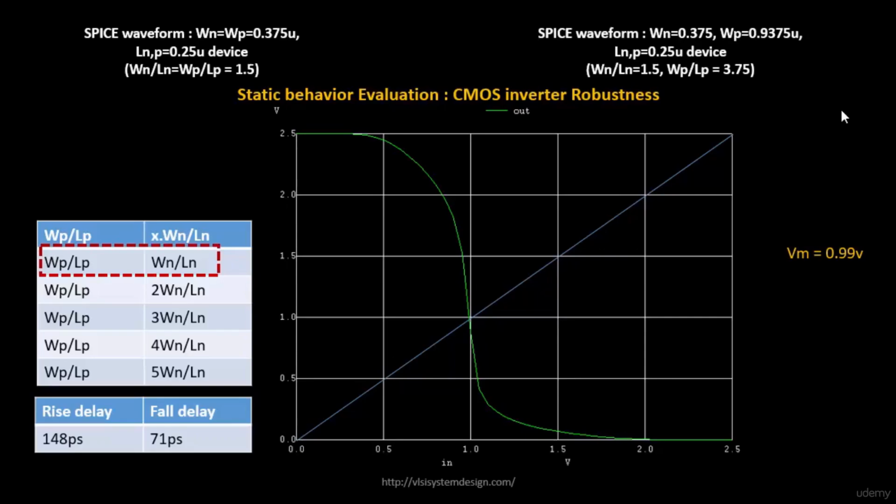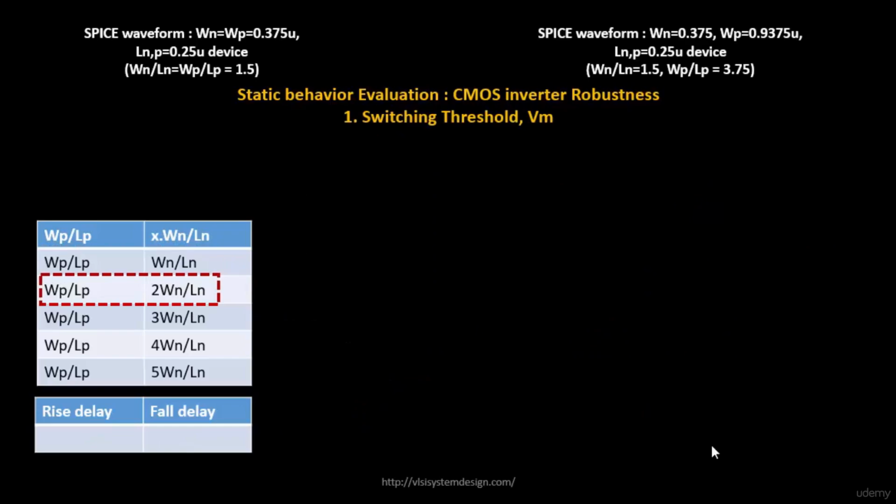Hello everyone, let's continue with our experiments. In the last video, we started an experiment where your PMOS size was equal to NMOS and we did this spice simulation. The rise and fall delay came up to 148 picoseconds and 71 picoseconds respectively, and the switching threshold was about 0.99 volts. The next experiment is to use a PMOS which is double the size of NMOS.